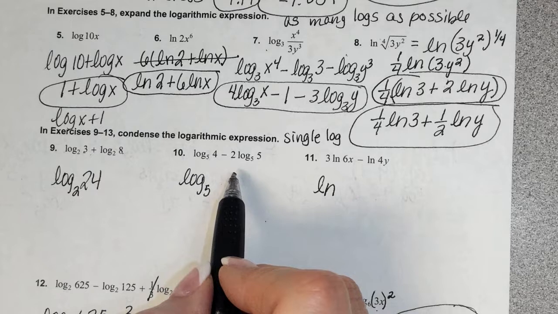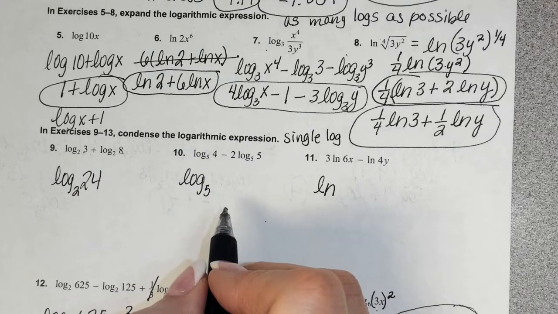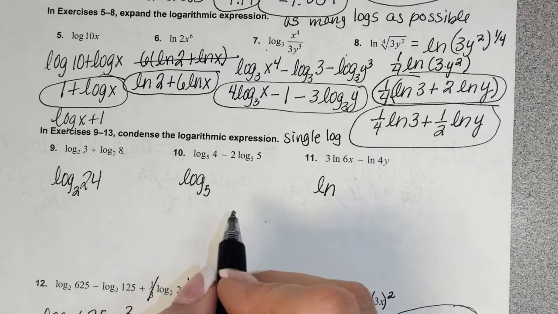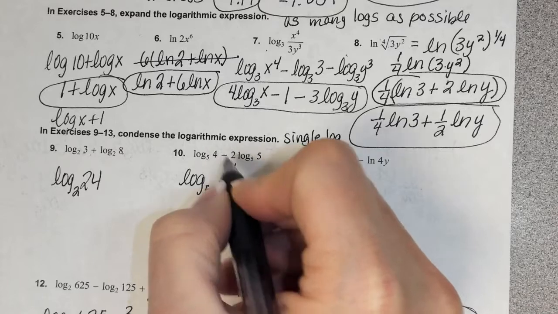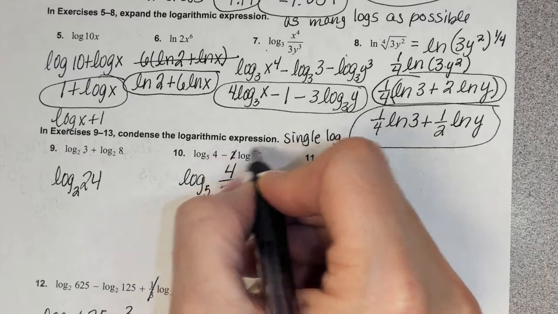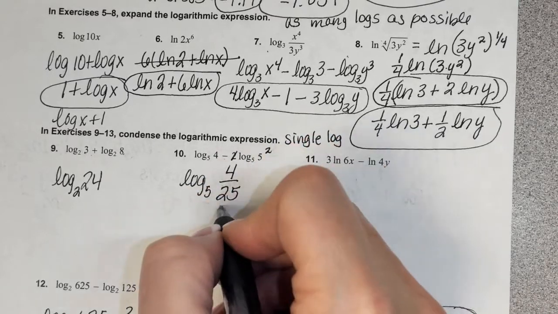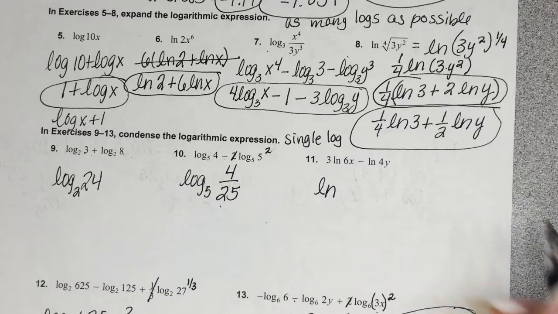Log base 5 of what? What do you think, Ben? 4 over 25. Right. So the 4 stays in the numerator, this comes here, and because it's subtraction, it goes to the denominator.